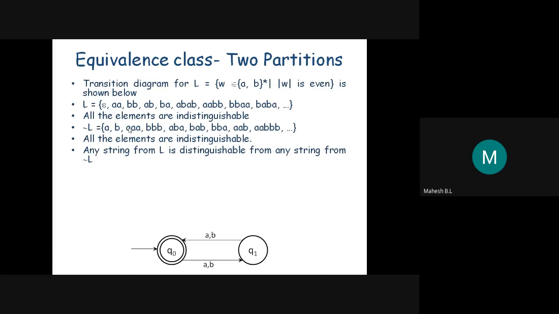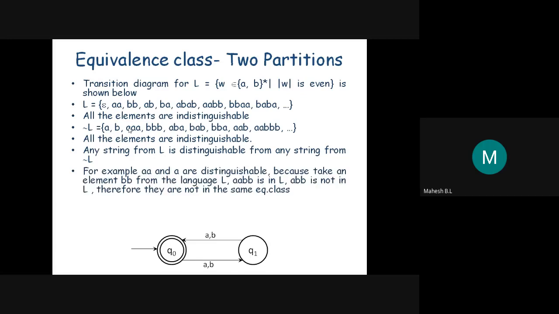Then any string from L is distinguishable from any string from not L. Okay, any string from L is distinguishable from any string from not L. That is, strings which are in L are indistinguishable. Strings which are in not L are indistinguishable. But if you consider one string from L and one string from not L, they are distinguishable.